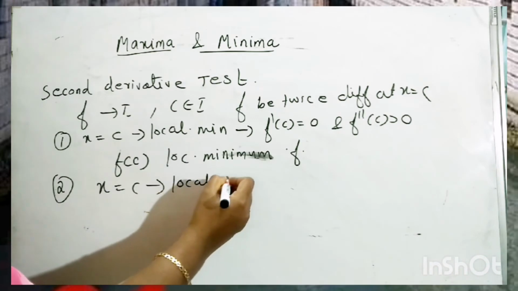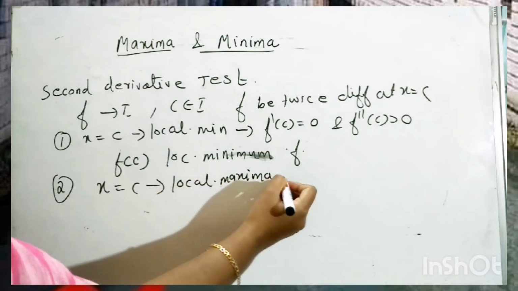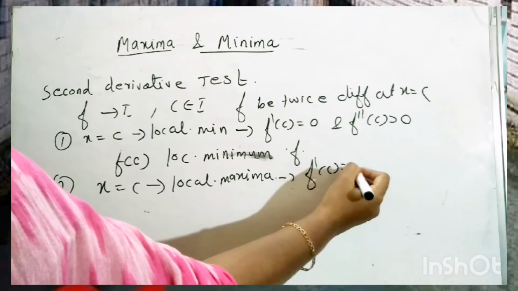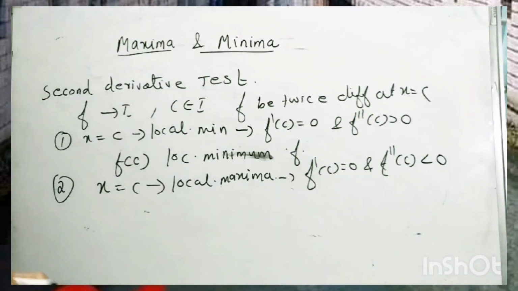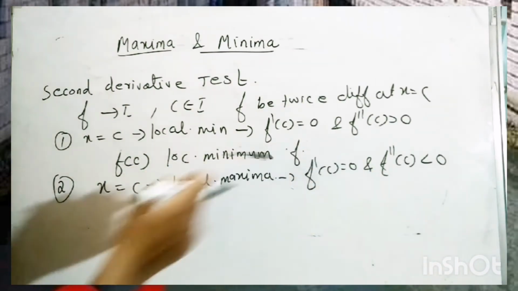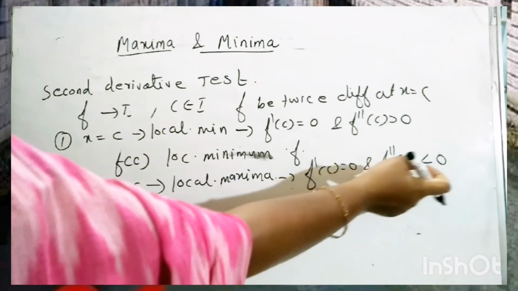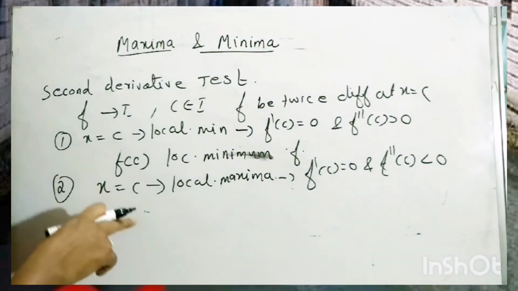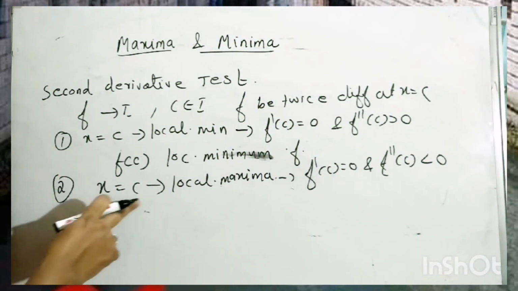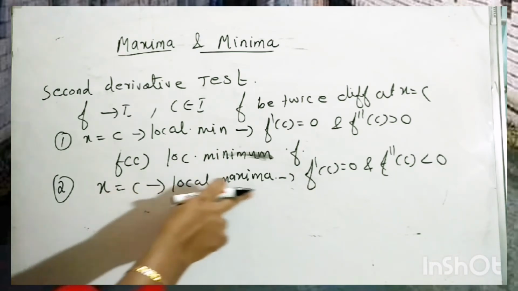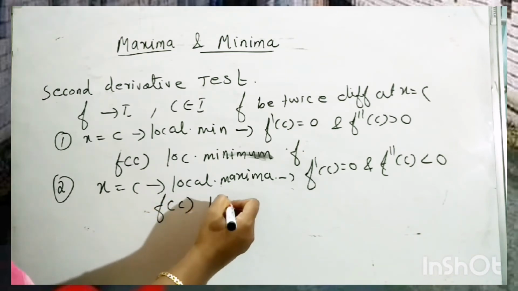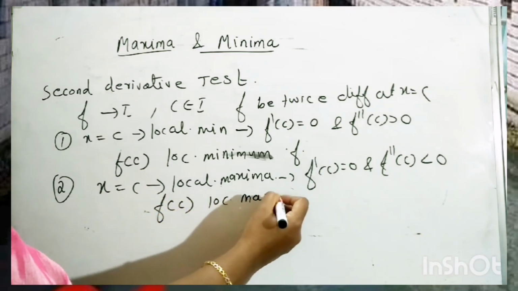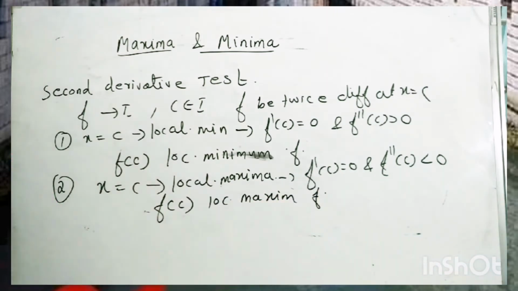Now the second one: x equals c is a point of local maxima if f dash of c is equal to 0 and f double dash of c is less than 0. Then we can say that x equals c is a point of local maxima, and f of c is the local maximum value of our f.